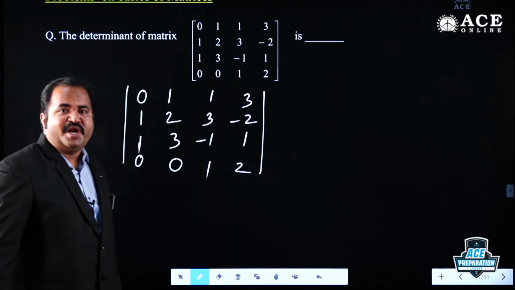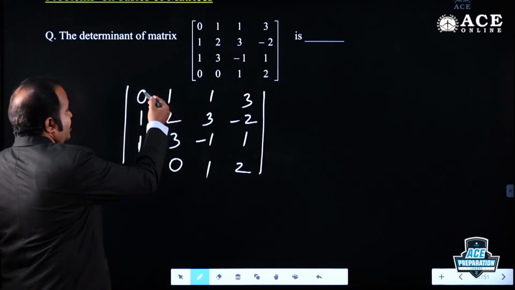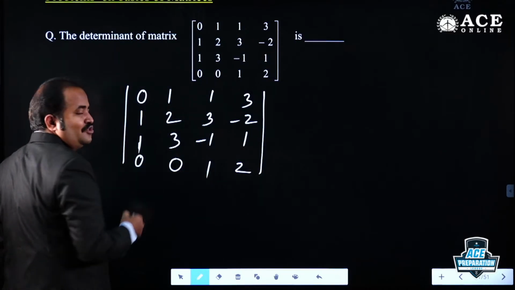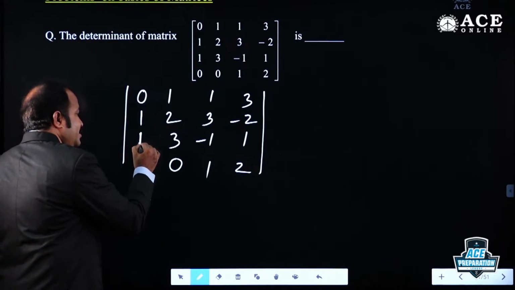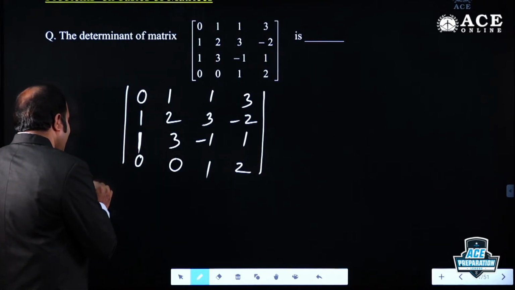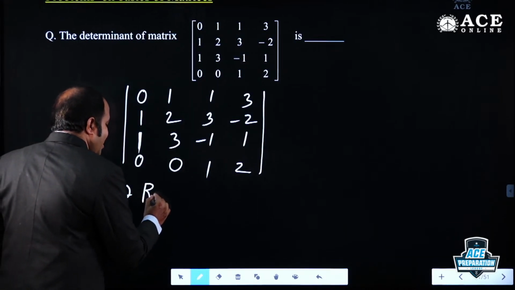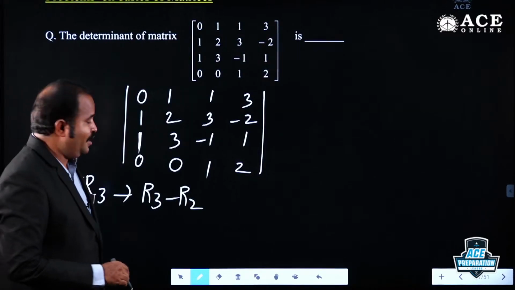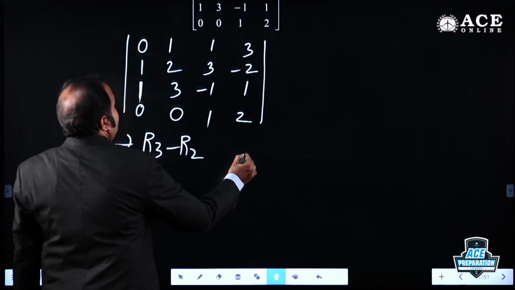So what I told you: expand the determinant along a row or column having the maximum number of zeros. Look at this first column, it has the maximum number of zeros, 2 zeros, and even the last row also has 2 zeros. So I'm going to make this element 0 to get one more 0, right? So what operation? R3 changes, R3 minus R2. So we can apply this type of operation. So R3 minus R2 means what? Look at once here.